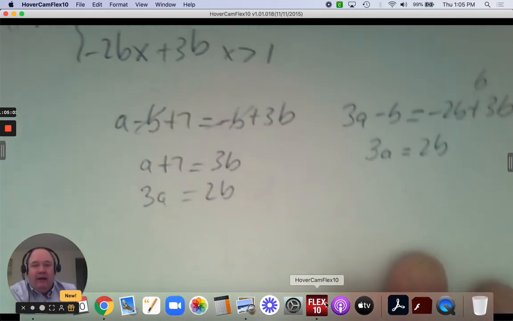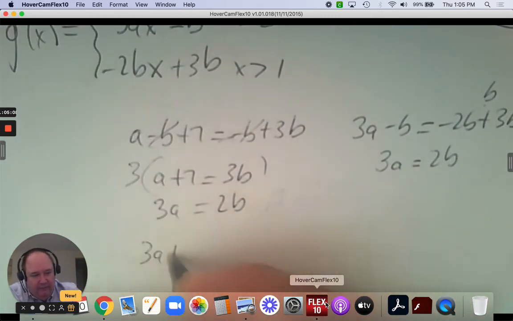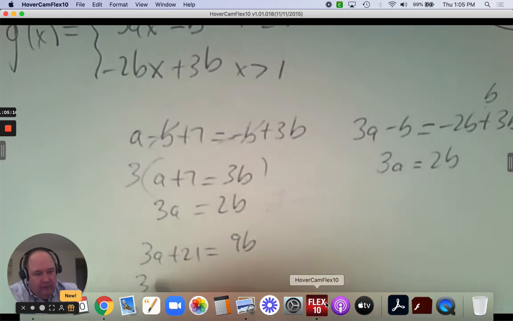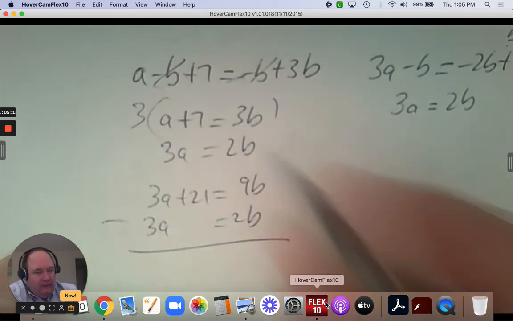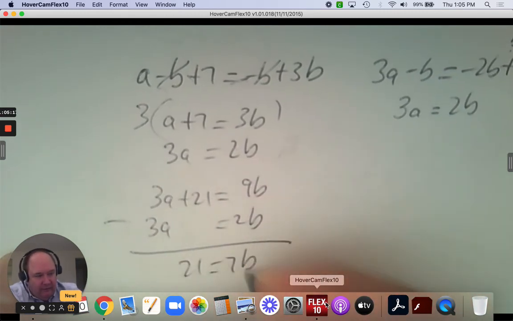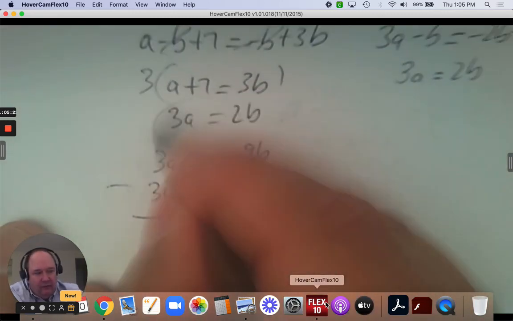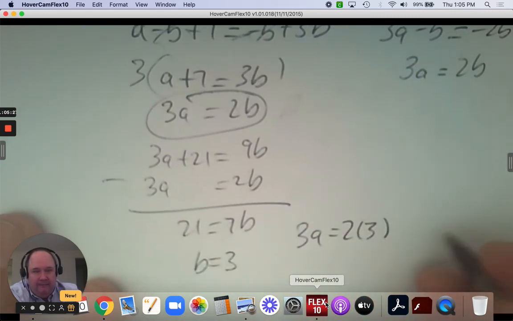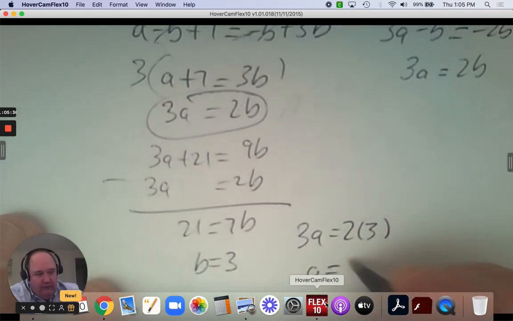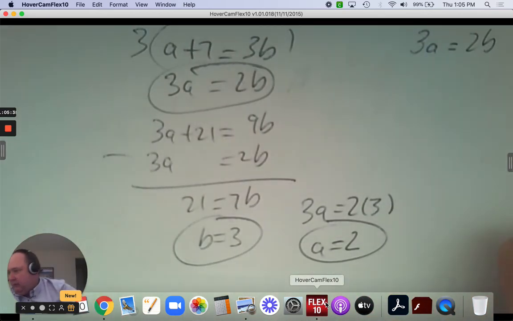So now I got two equations that I have to solve. I'm going to multiply this times 3. There's more than one way to do this. This is the way I'm choosing to do it. So multiply the top times 3, subtract, you get 21 is equal to 7b, divide, so b is equal to 3. Take that answer, I'm going to go in here, so that means 3a is equal to 2 times 3. So that means a must be equal to 2. So b is equal to 3 and a is equal to 2. That would make them both continuous and differentiable.